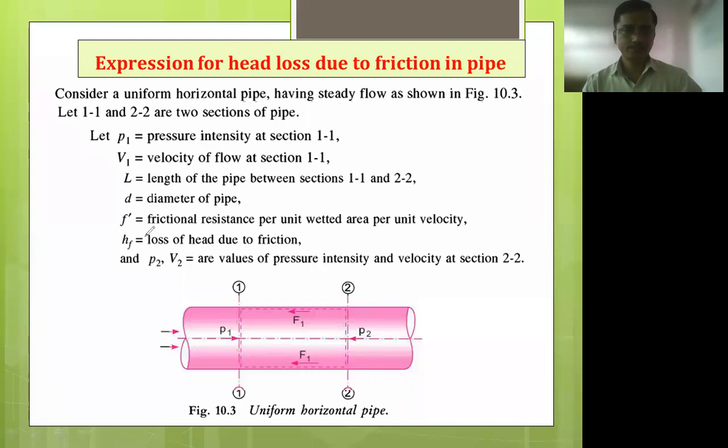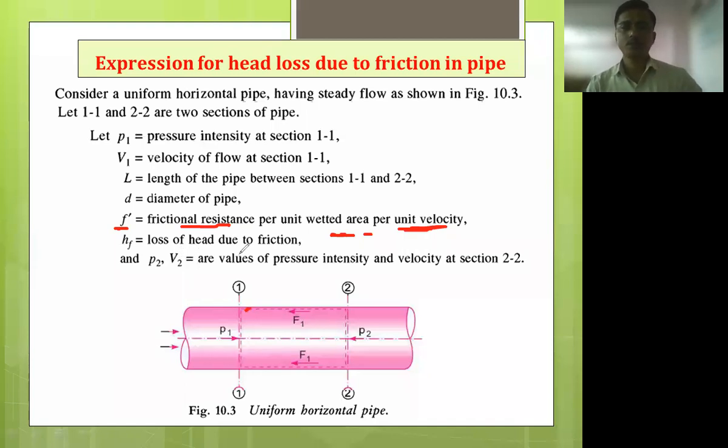Then F dash is the frictional resistance per unit wetted area per unit velocity squared. Per unit wetted area means the wet surface area inside, that is called the wetted area. So this frictional resistance per unit wetted area per unit velocity is F dash, and HF is the loss of head due to friction.